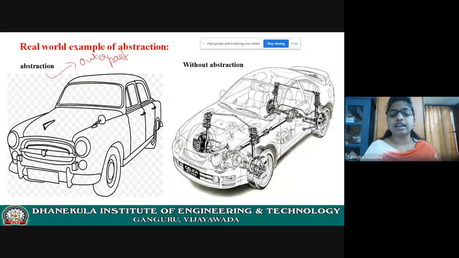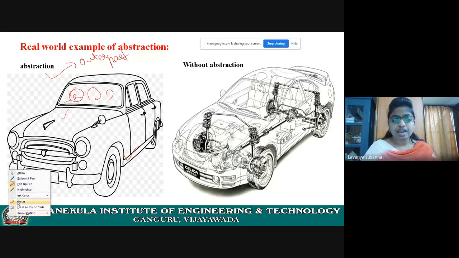See the car, a car with abstraction. Abstraction means outer part. You cannot see the inner parts like the engine. You can see only the color of the car, the steering, the seats, and the wheels. Only necessary details you can see. So it looks very simple, right? See, it looks very simple.